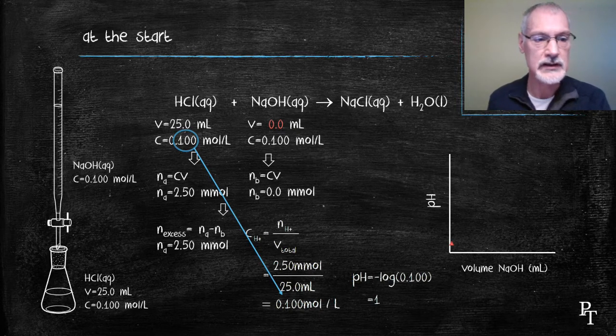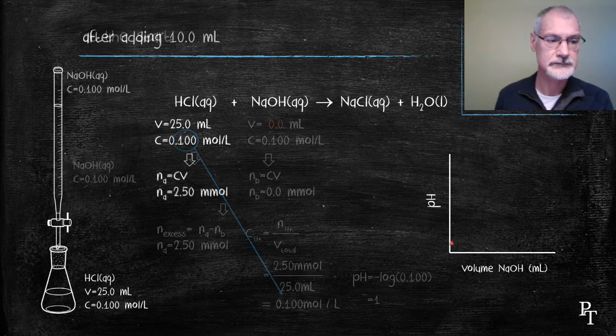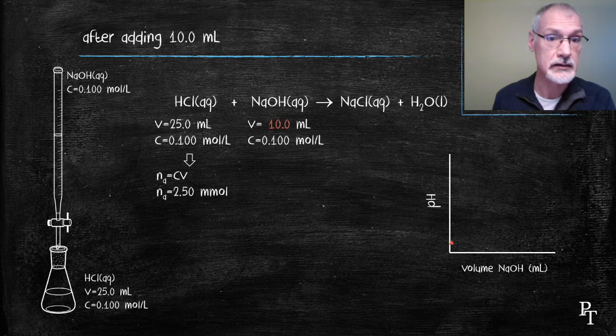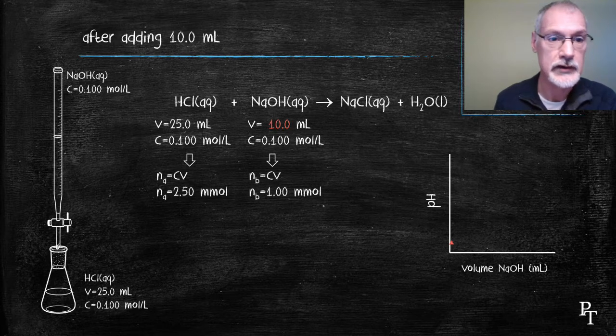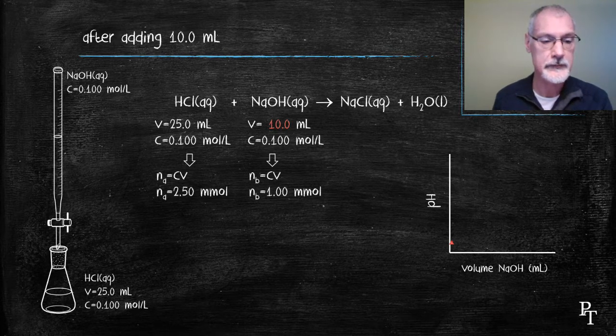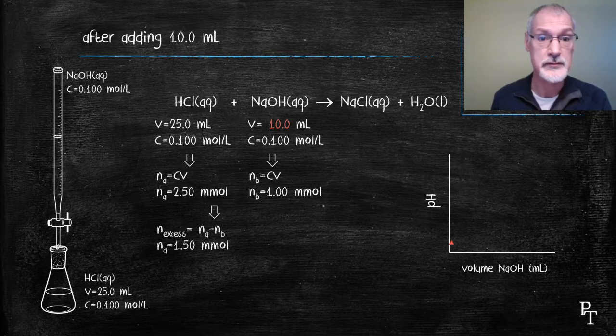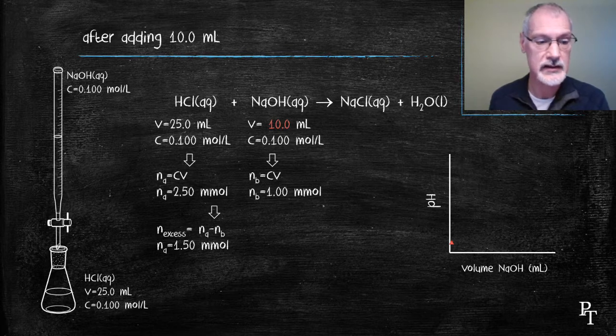Now I'm going to add 10 milliliters of the base to the solution. The number of moles of acid down below remains identical because I haven't changed that. To determine the number of moles of base, again, concentration times volume, and again, I'm going to use the unit of millimoles. Now to determine the amount of the excess chemical in this case, I'm going to subtract the two. I can do this because it's a 1-to-1 ratio. So as a result, the number of moles of excess, which in this case is the acid, is 1.5 millimoles of excess acid.